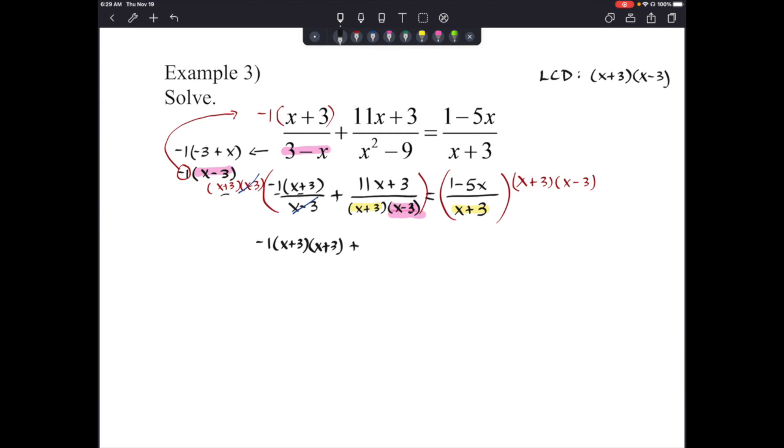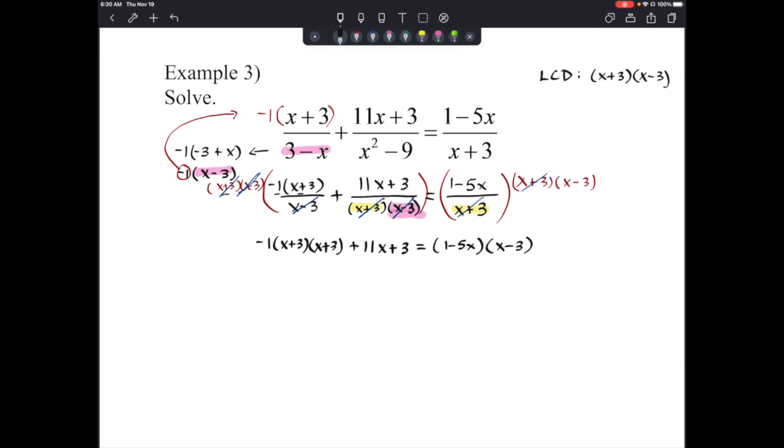Then we have plus, and on the middle term, they're both going to cancel down here. So that's nice. So we have 11x plus 3. And that would equal, on this side, we still are going to have our 1 minus 5x, and then our x plus 3 factors will cancel, so we still have that x minus 3.